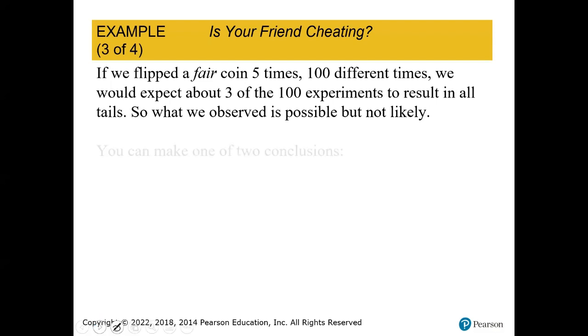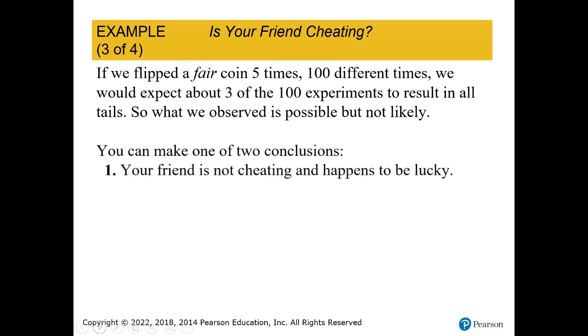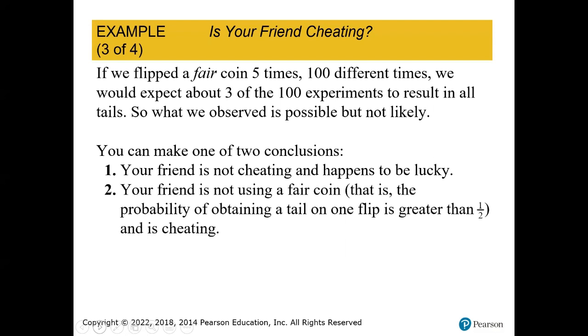So we have 2 conclusions that could happen. One is that our friend is not cheating and just truly happens to be lucky. Because it is possible to happen, they just got extremely lucky. The second option, because it's not very likely, is that they are not using a fair coin. So maybe they have a weighted coin that is going to make the tail side come up more frequently than half of the time.